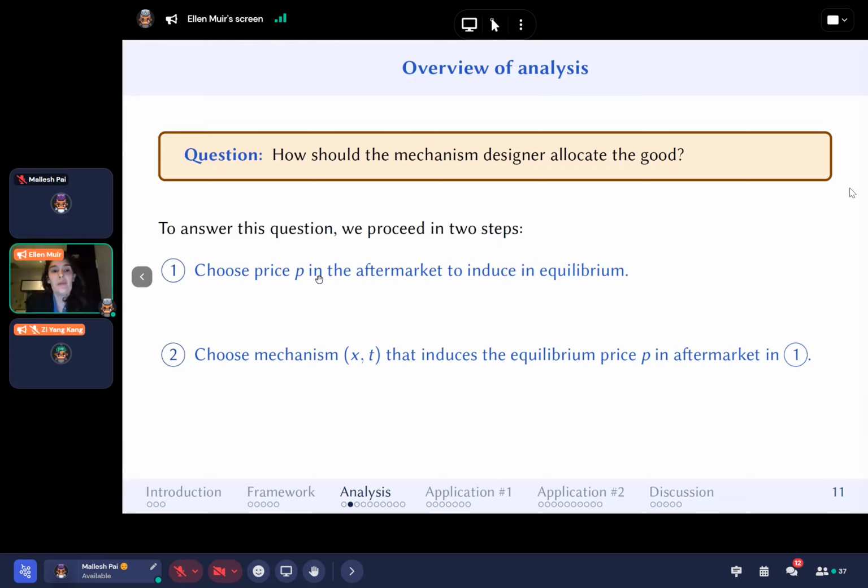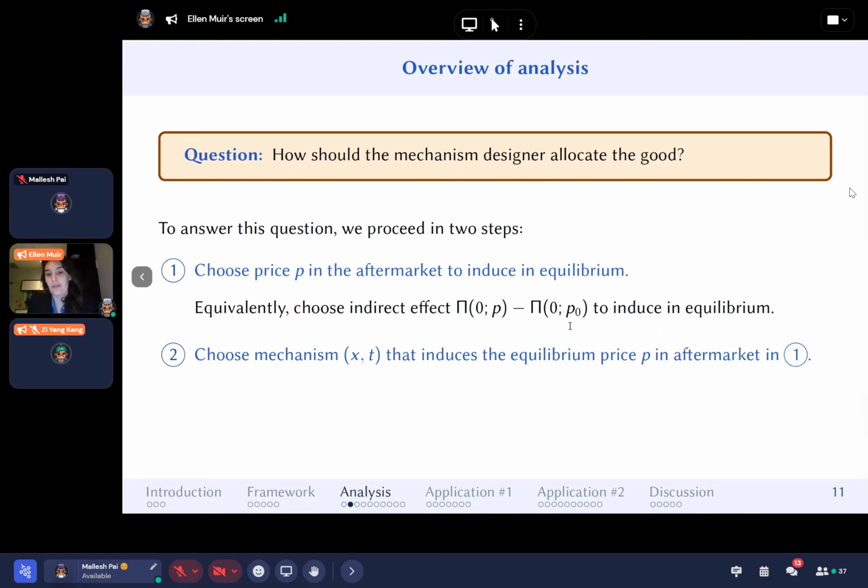The first thing is that we're going to choose some price P in the aftermarket that we want to induce in equilibrium. And equivalently, this is going to amount to choosing the indirect effect that we want to induce in equilibrium, because we're imagining that under laissez-faire, where there's zero allocation, P naught was our initial price, and then we're imagining, okay, what happens if we now choose the primary market allocation so that in equilibrium, we get this price P that's induced in the aftermarket.